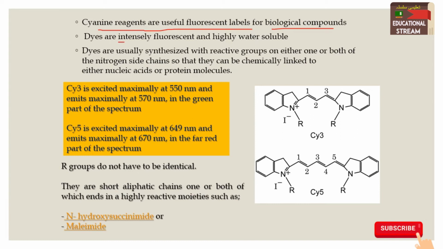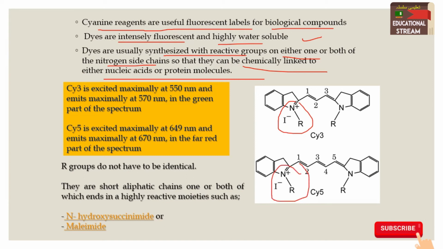These cyanine reagents are useful fluorescent labels for biological compounds. They are intensely fluorescent and also highly water soluble. They are usually synthesized with reactive groups on either one or both of the nitrogen side chains, so that they can be chemically linked to either a nucleic acid or protein molecule. If we want to attach them to a nucleic acid or protein molecule, here you can see the structure of the Cy3 and Cy5 dyes.